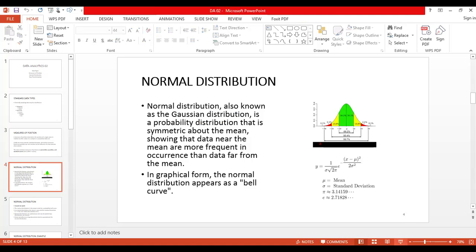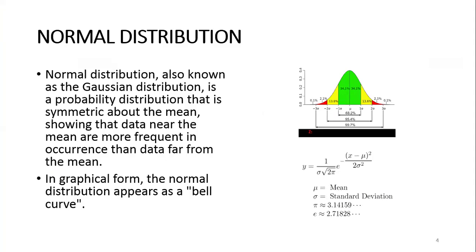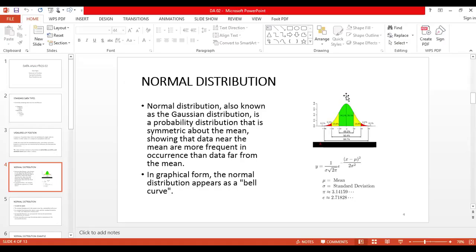Okay, so in graphical form, the normal distribution appears as an inverted bell curve. If you look at it, it looks like a bell that is turned upside down. If you were to draw something here, that would look like the handle of the bell. Yeah, it looks like a bell. So that's why we say it's bell-shaped. It's a bell curve, bell-shaped curve.